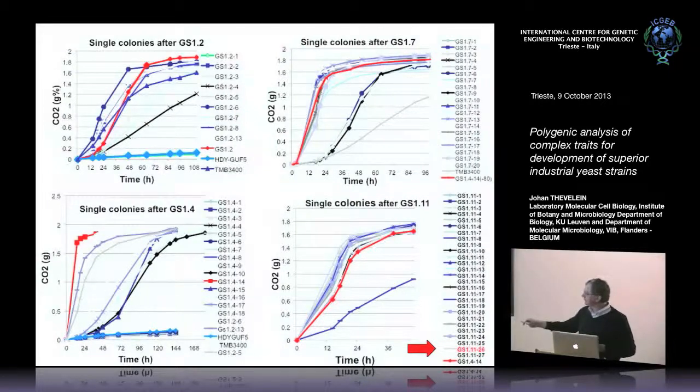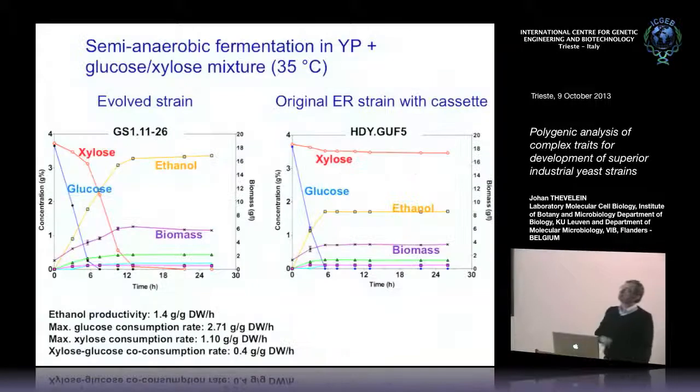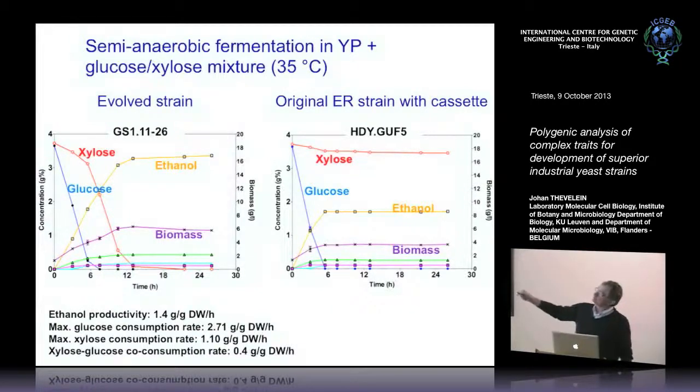And so from this, we selected the GS1-1126 strain as the best strain, and we did more fermentations with that strain. We used a mixture of glucose and xylose. You see the evolved strain. It uses the glucose first and starts already to use the xylose a little bit, and then uses the xylose very well. You see, it uses practically all the xylose. This is the ethanol production. It grows a bit, biomass formation. I think the green line is the glycerol.